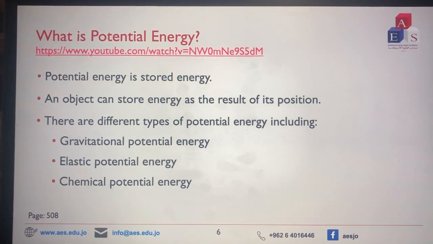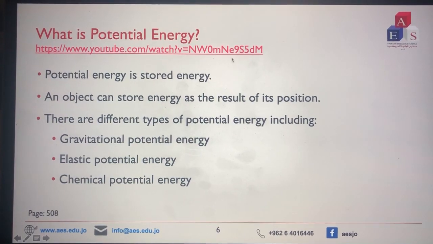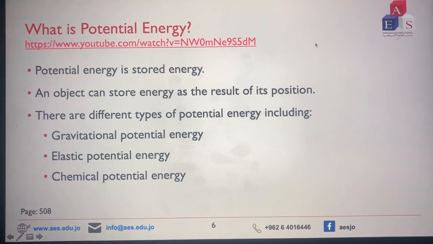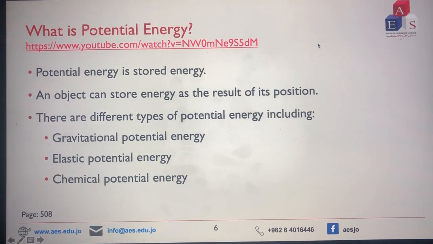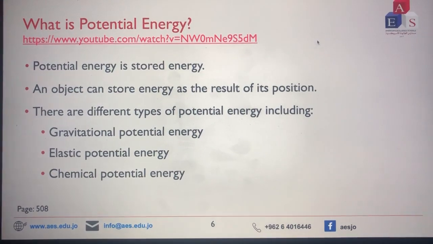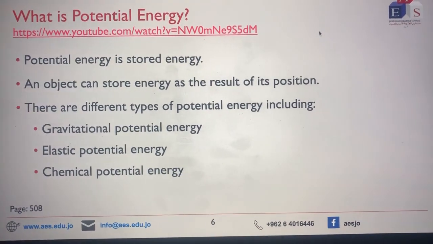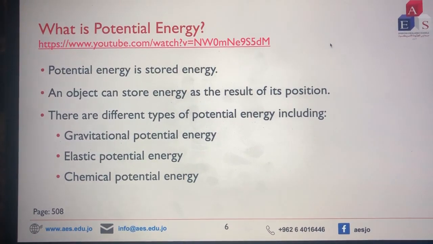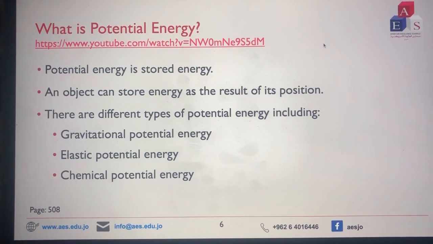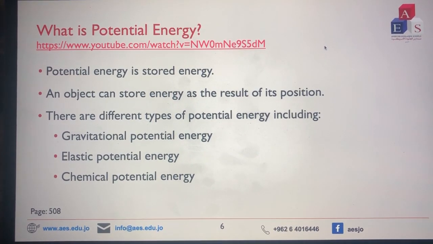So what is potential energy? You can watch the video in the link down here. It will explain to you in detail. Now, potential energy is stored energy. An object can store energy as a result of its position. We will look at that in more detail. There are three types of potential energy, including gravitational potential energy, elastic potential energy, and chemical potential energy.